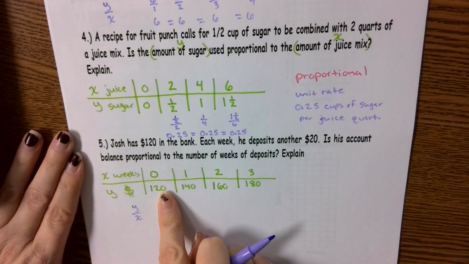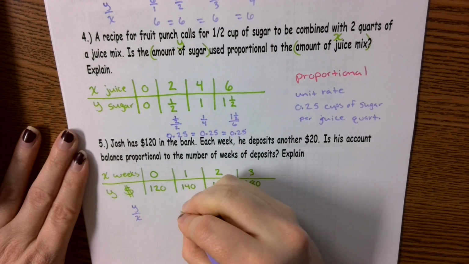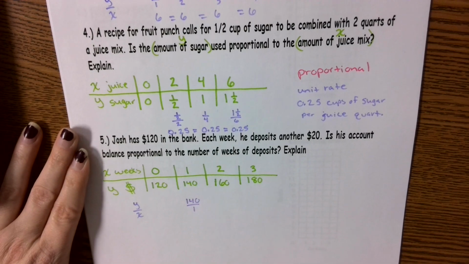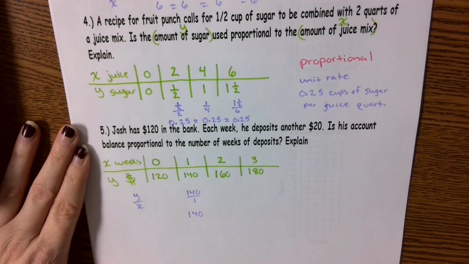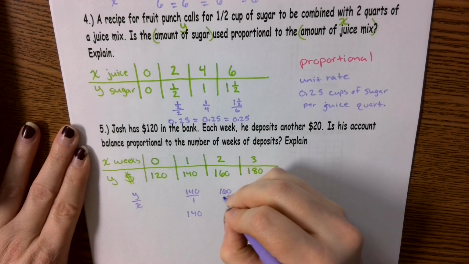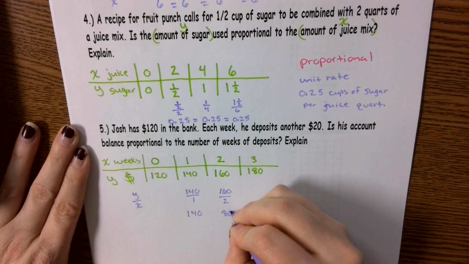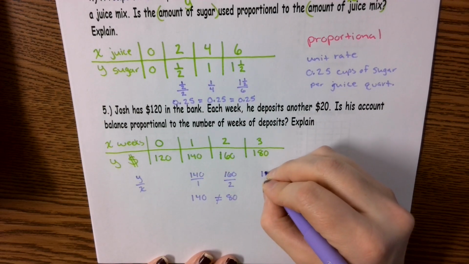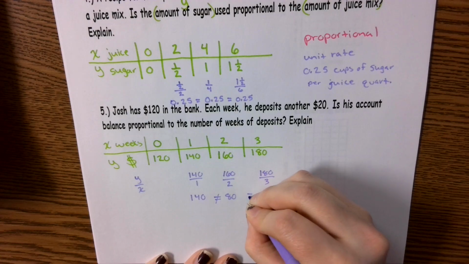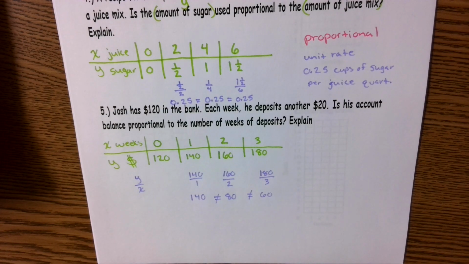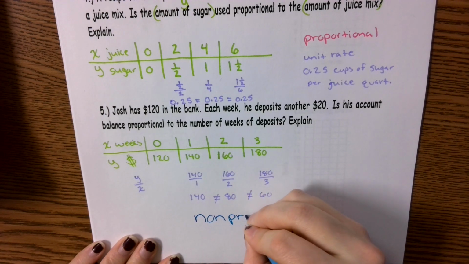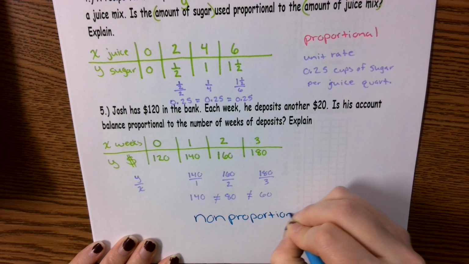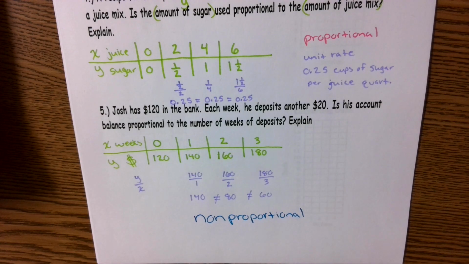Okay, we're going to ignore 0. Ignore the 0, 120. We're going to do 140 over 1. 140 over 1 is 140. Then we're going to do 160 over 2. That's going to come out to 80. Those are not equal to each other. Okay, then we're going to do 180 over 3. That's going to give us 60. That's not equal to anything. So is this a proportional relationship? No. That is non-proportional. Okay, so we're going to stop here.